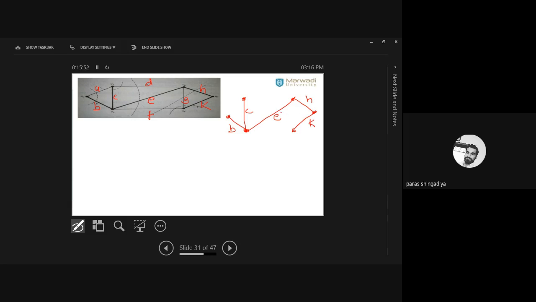Clear? And which 4 edges have I not included? A, D, F, and G. Clear? These 4 edges I have deleted. And now all the 6 vertices are included in this graph. Clear? All are connected and it has no cycle. So it is known as a spanning tree of this graph.